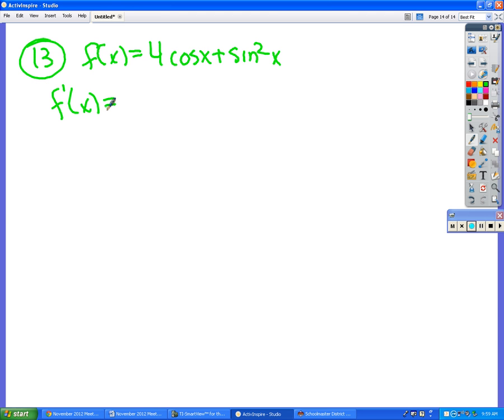Okay, so first derivative: negative 4 sine of x cosine of x. Because you have to think of sine squared of x as being sine of x, squared. So you're doing the chain rule. We did the outside first, which is the exponent, put the exponent in front, and then subtract, and then multiply that by the derivative of the stuff that's inside.